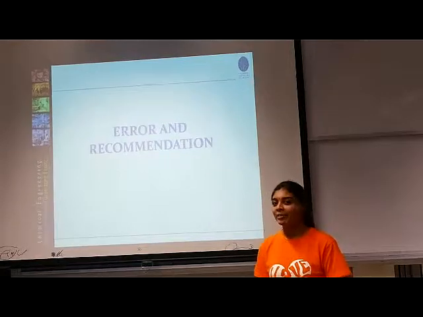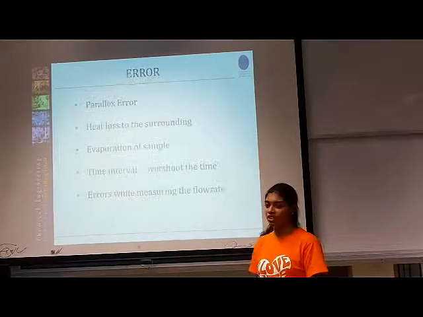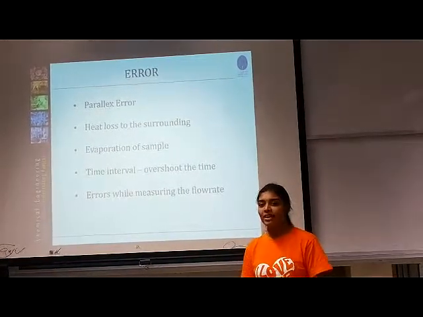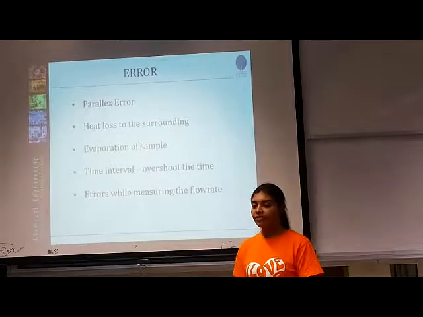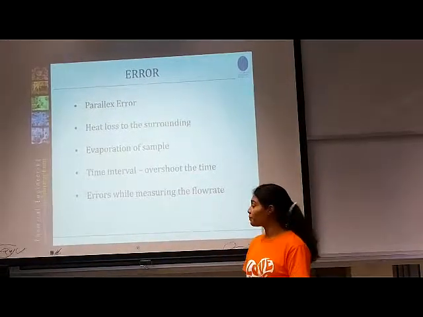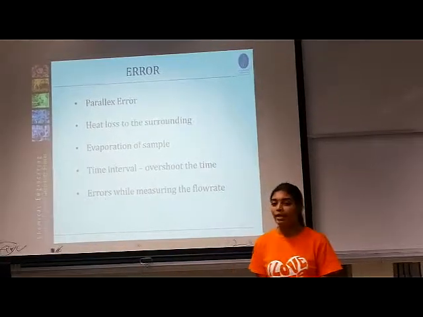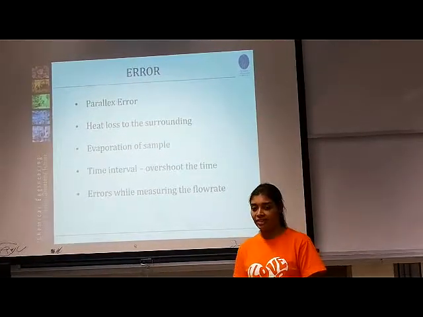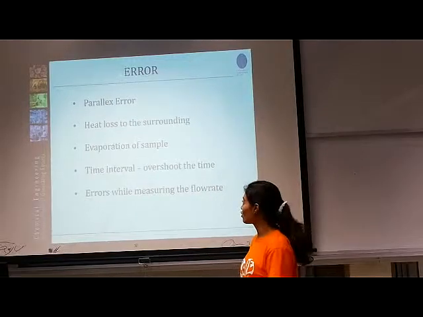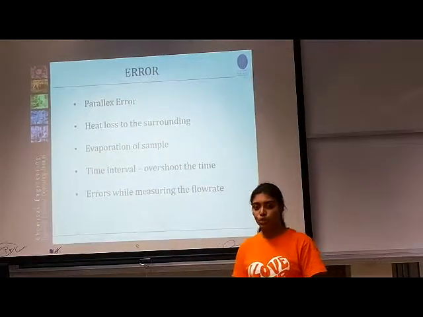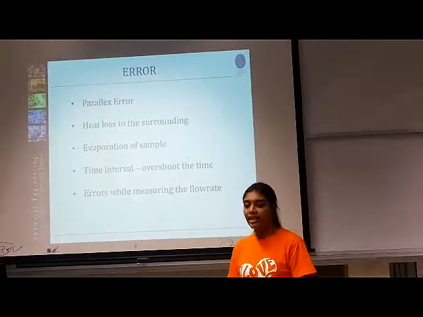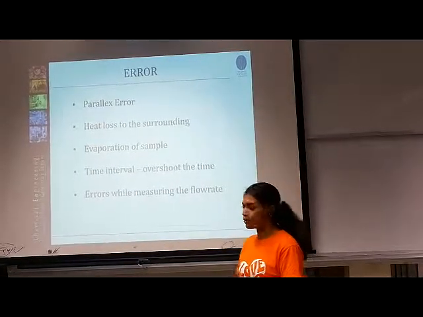Thank you, SYIFAA. Let me explain about the errors and recommendations of this experiment. We found some errors in this experiment based on the results obtained. The first error is parallax error. This happened when we recorded any reading. The second is heat loss to the surroundings. The system consists of glasses and many tubes. Although the glasses are thick, there is some heat loss to the surroundings.